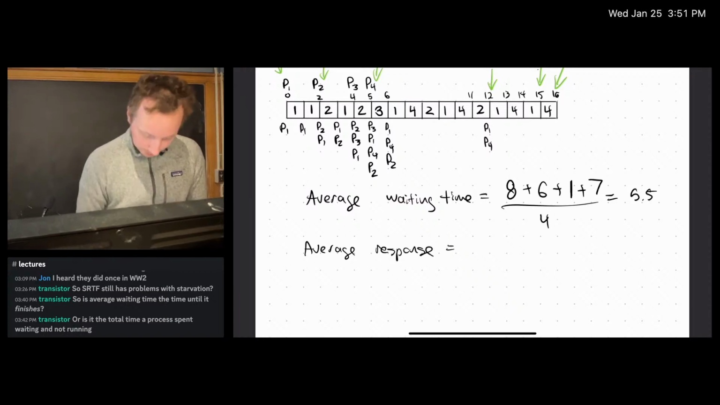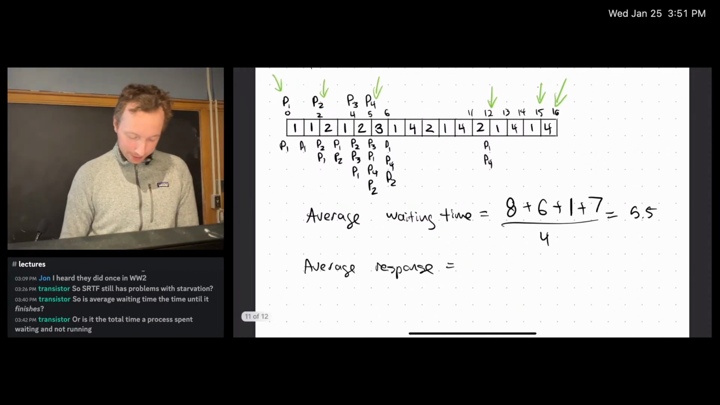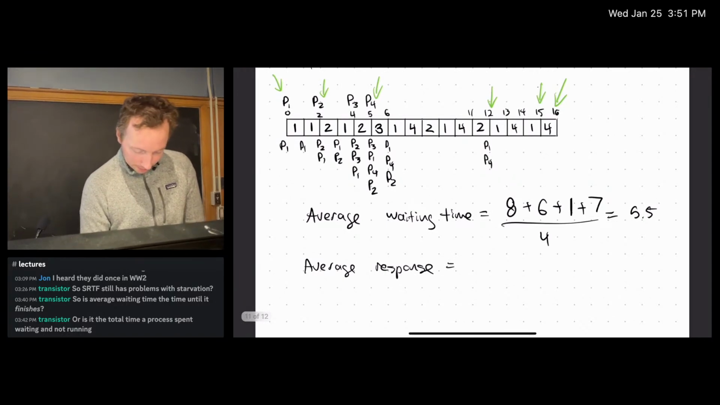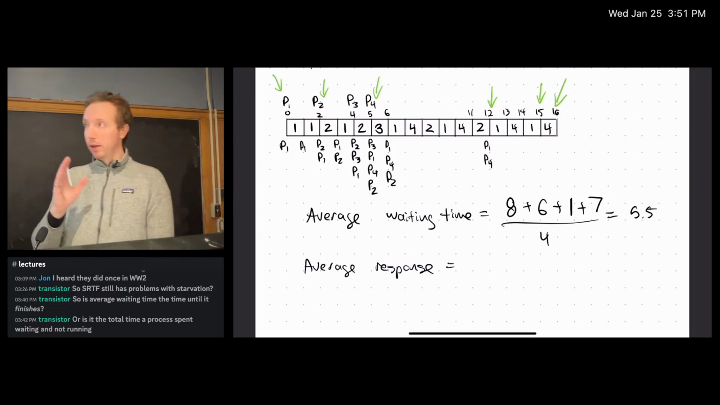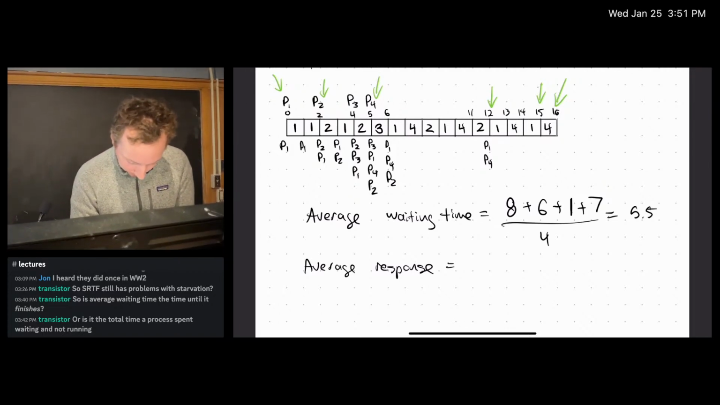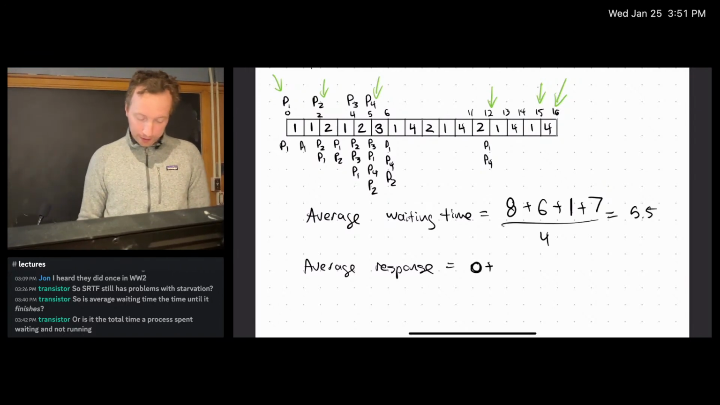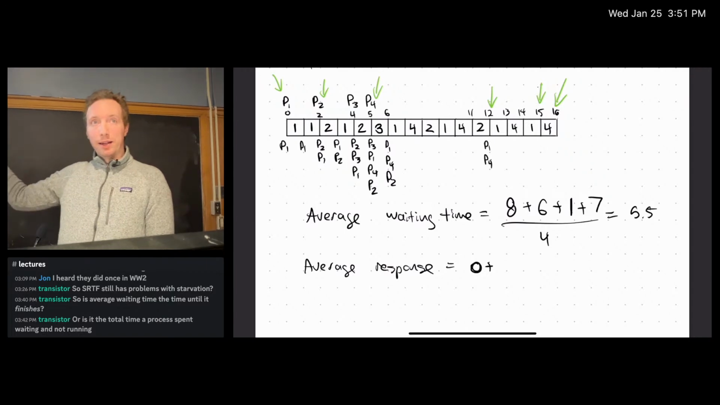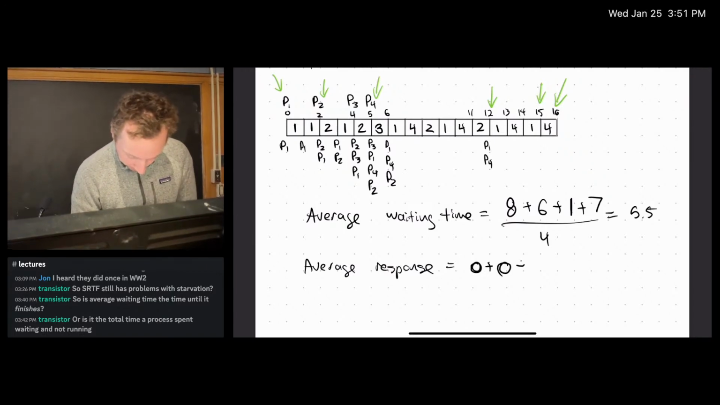What about the response time? So this one, thankfully, not much counting is involved. So P1 came in at 0, started executing at 0. So response time is the time it first comes in to when it first executed. How long is it waiting for? So it was waiting for 0. Now process 2, same thing. It came in at time 2, started executing right away. So that's another big old goose egg.